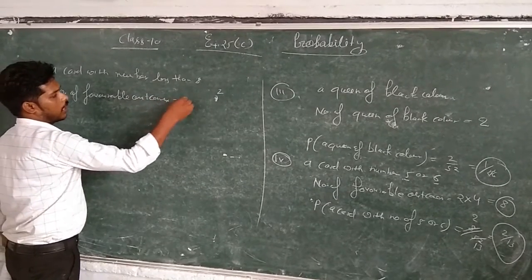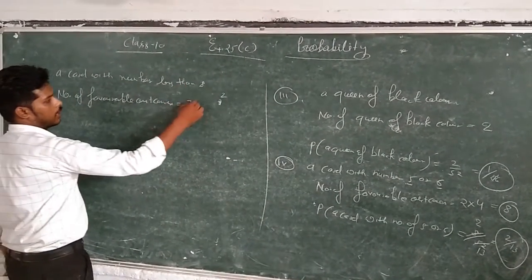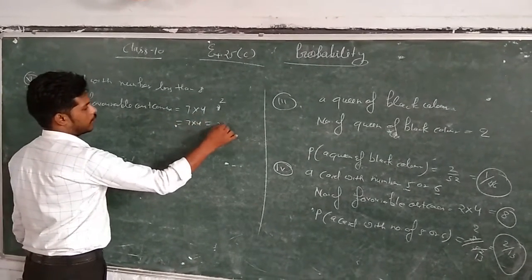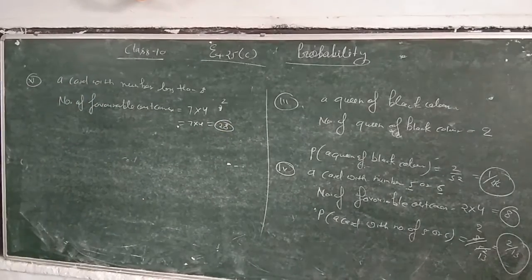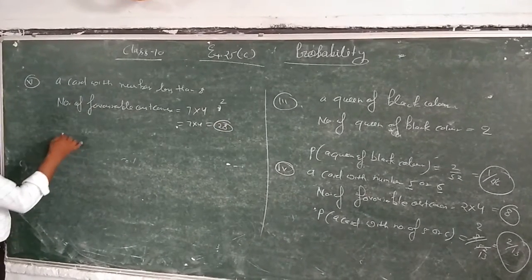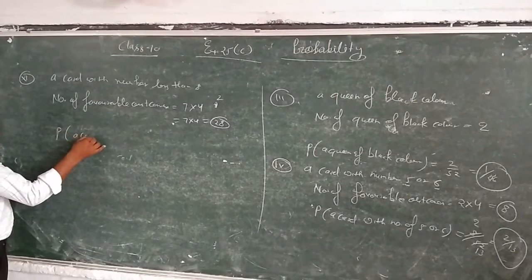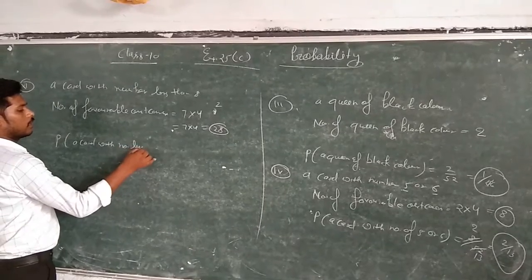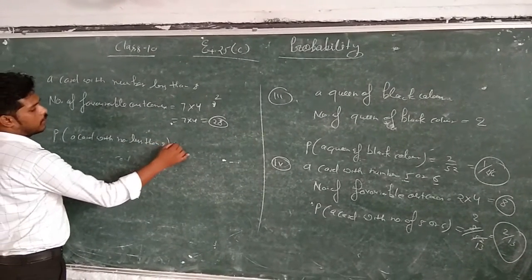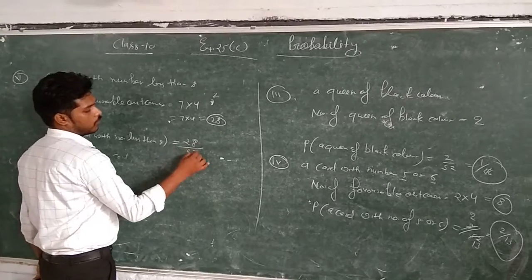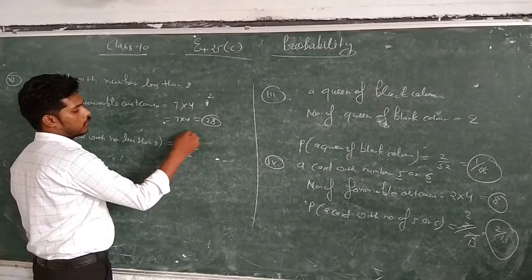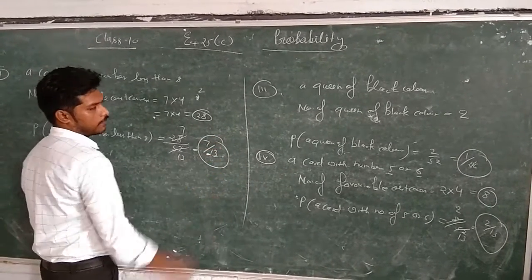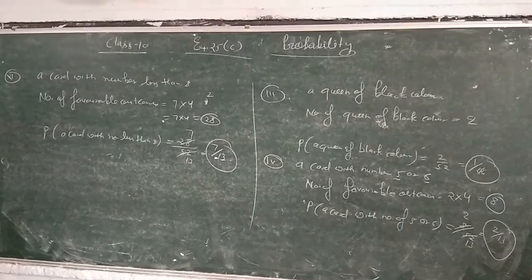out of 13 there are 7 cards which are less than 8, and there are 4 such groups of 13, so 7 into 4. It means 28 cards are below 8 out of the 52 cards. So P, a card with number less than 8, is equal to 28 upon 52. Convert it into the smallest form, divide by 4, you will get 7 upon 13. Out of 13 cards you will get 7 cards whose number is less than 8.